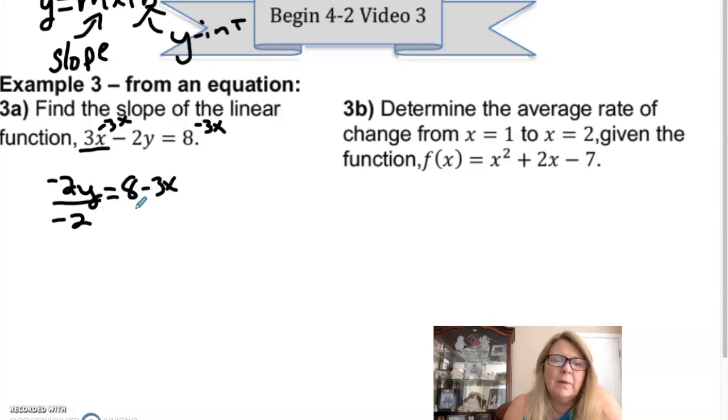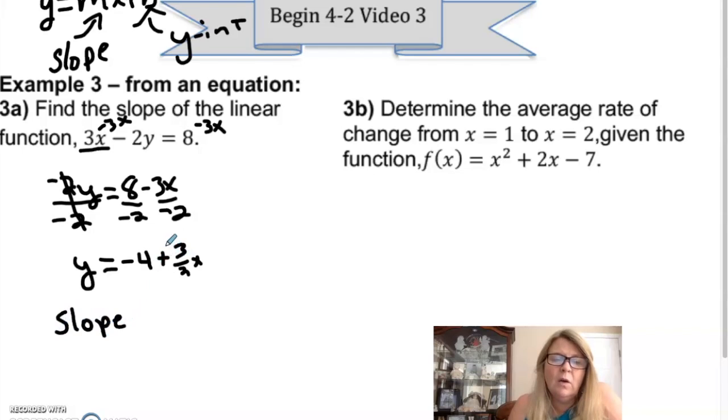We could do the whole side, but I much prefer to go ahead and break it apart and divide each part individually so that I can simplify. So when I look at this, negative 2 divided by negative 2 is 1, and that leaves me with my 1y. 8 divided by a negative 2 is a negative 4, and a negative divided by a negative is a positive 3/2 x. So my slope is my m value. That's the coefficient in front of x. So m is equal to 3/2, and that's the slope of that line.